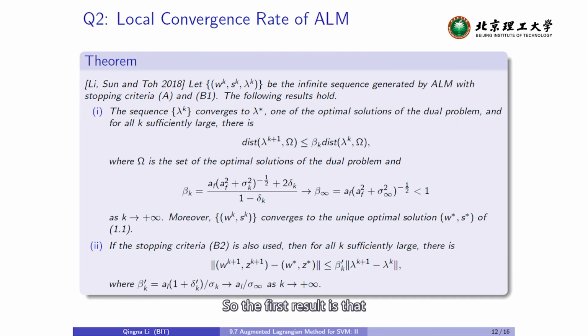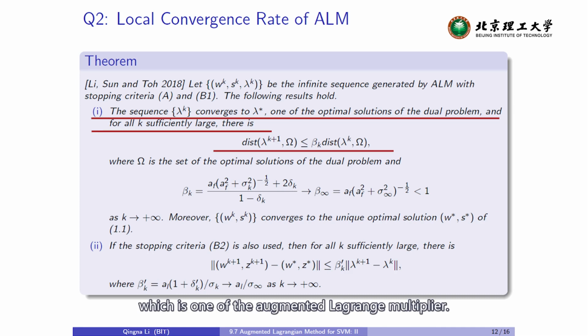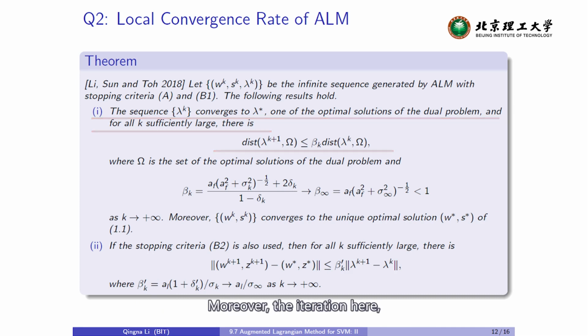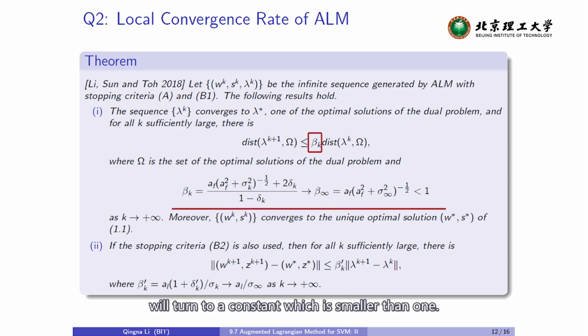Okay? So the first result is that the sequence lambda_k will converge to lambda star, which is one of the augmented Lagrange multipliers. Moreover, the distance of lambda_{k+1} to omega will be bounded by the distance of the previous iteration to omega. Okay? And this bounding constant beta_k will tend to a constant which is smaller than 1. Alright? In other words, the augmented Lagrange multiplier has a linear convergence rate.